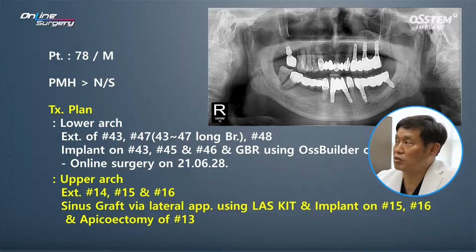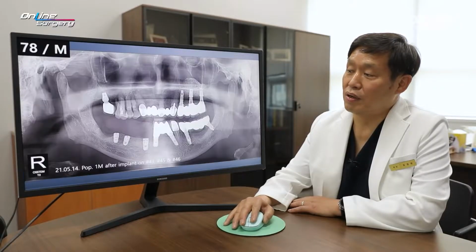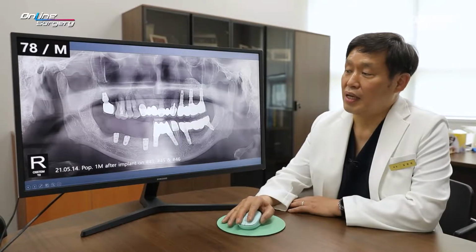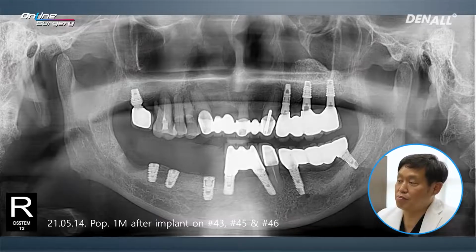I'm going to show you the CT, but in the case of number 13, there was a severe periapical lesion. Epicoectomy is going to be done. Endodontic treatment is going to be provided so that the patient can use the long bridge in the anterior side. Epicoectomy was planned. In May 2021, 3 implants were placed in the lower posterior and os builder was used in number 43 for GBR. This is after 1 month.